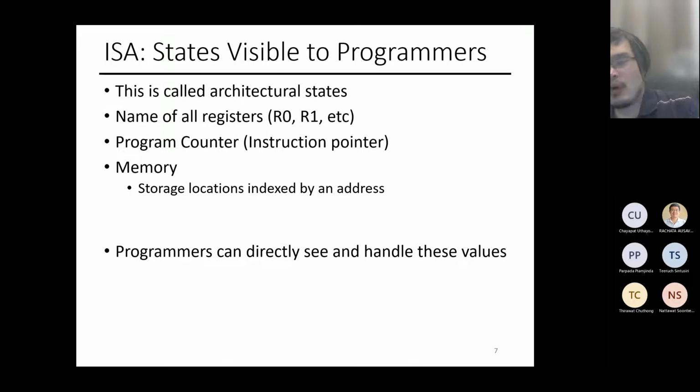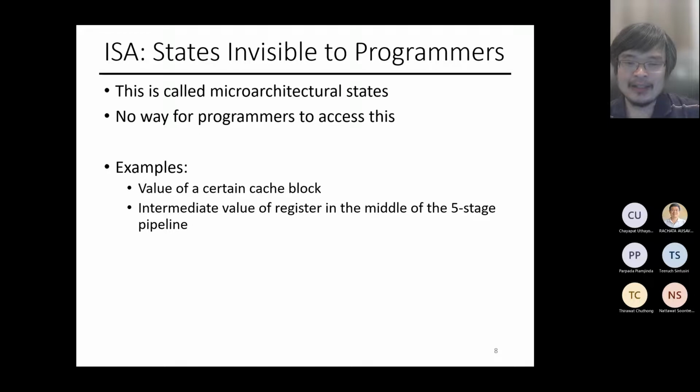And the ISA is what is visible to the programmer. So as a programmer, you can write assembly code that sends the commands. These are what is available and basically observable to the programmer, right? And then there are also things that are invisible.